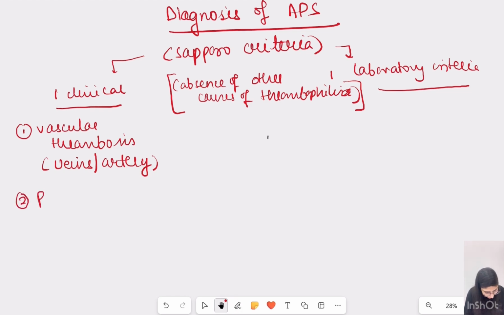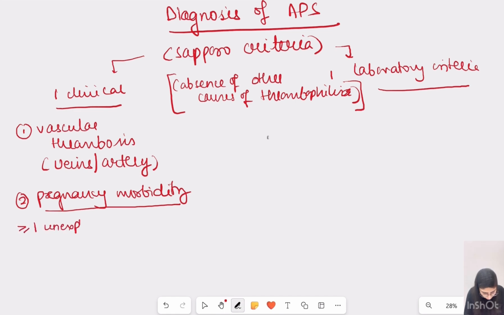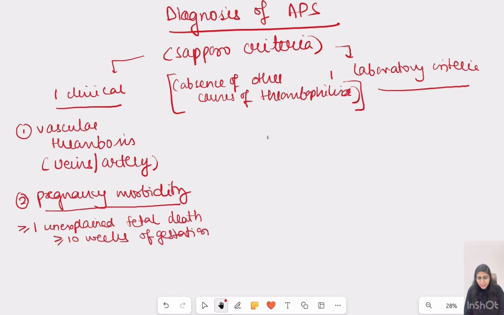The second clinical criteria is pregnancy morbidity. Now, in pregnancy morbidity, we have three things: more than or equal to one unexplained fetal death more than or equal to 10 weeks of gestation. After 10 weeks of gestation. So, for example, in second trimester, there is a fetal loss. So, that is this one.